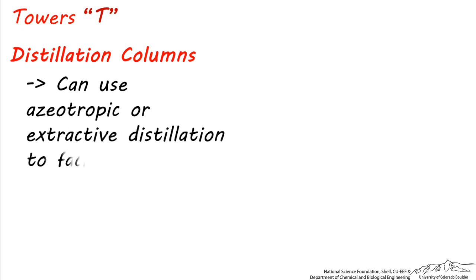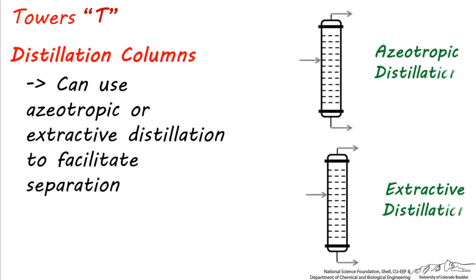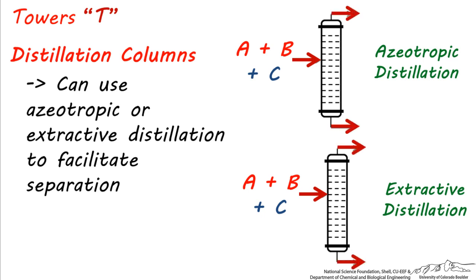By the way, you can also add chemicals to distillation to help facilitate separation, and this is called extractive and azeotropic distillation. Using these methods, you can add a component to the feed stream, shown here as C in blue, to help break an azeotrope or shift the bubble or dew point so that chemicals can be separated more easily. This additional chemical ends up in the distillate or bottoms and needs to eventually be separated from that stream.